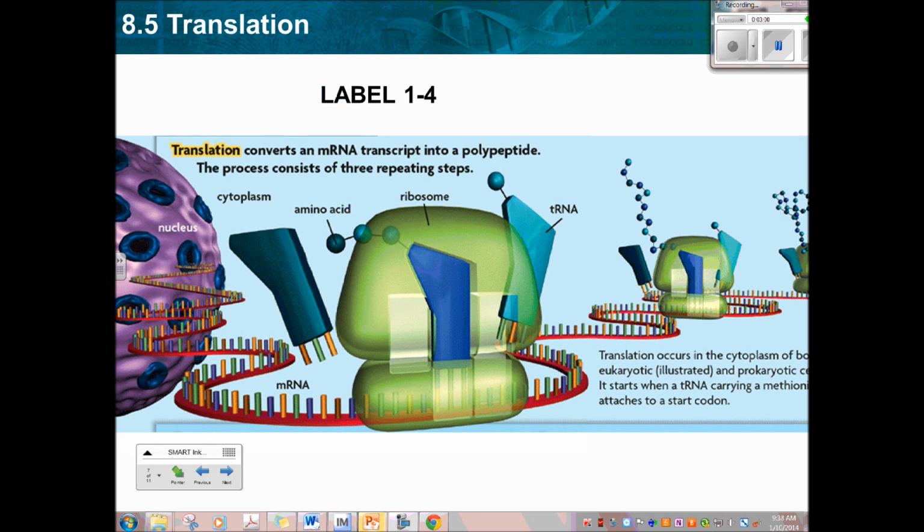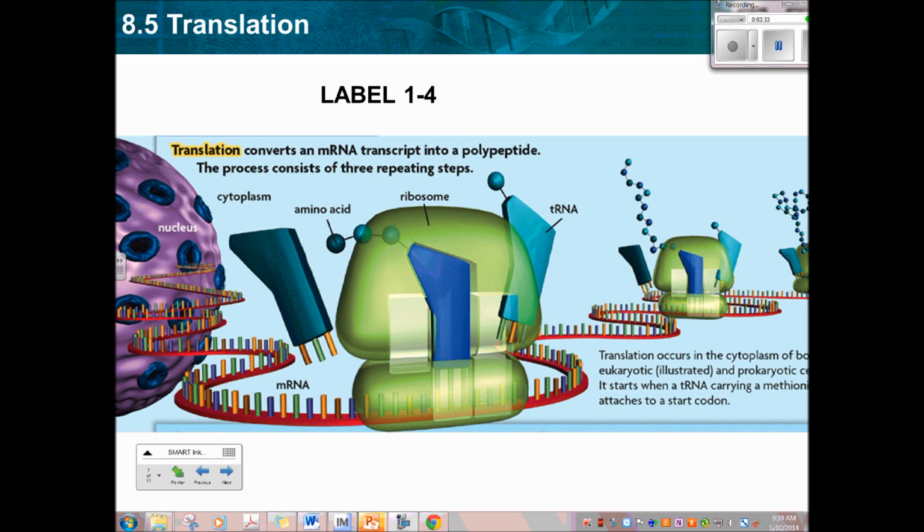Okay, so number 1 is what? You guys with me? Number 1. What's number 1? So that one, they're showing you the particular type on your diagram, methionine, because all proteins start with that one. So it's also the start codon. Okay, so we got that one. Don't have 2 yet. What's 3? The ribosome. What's 4?